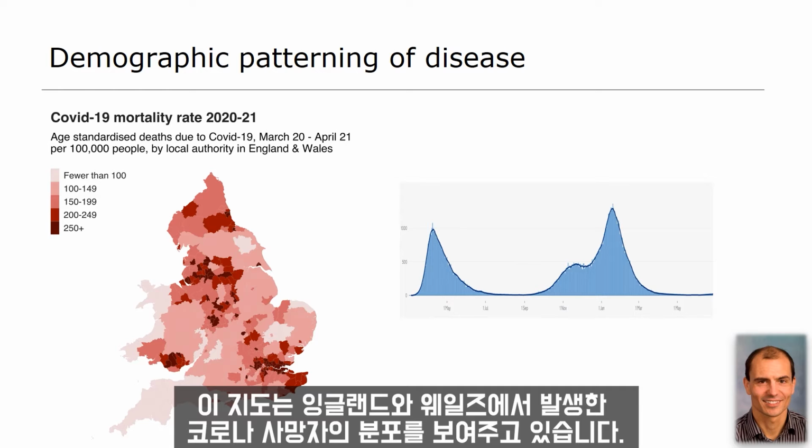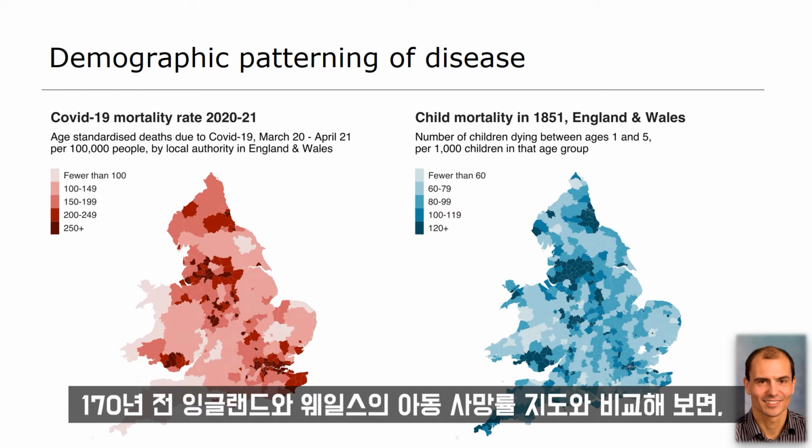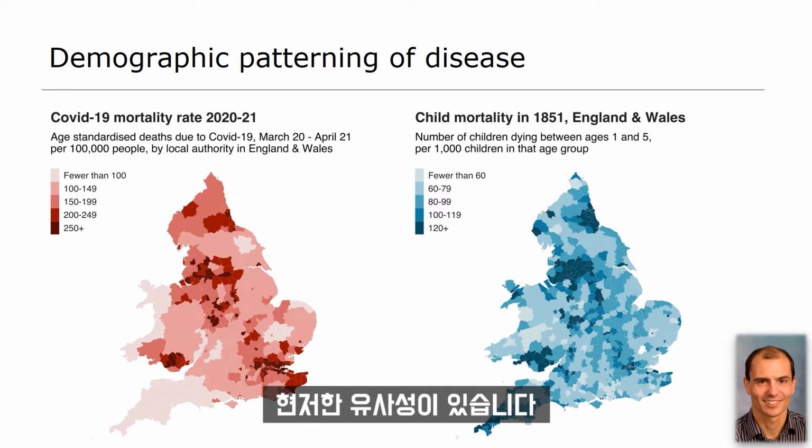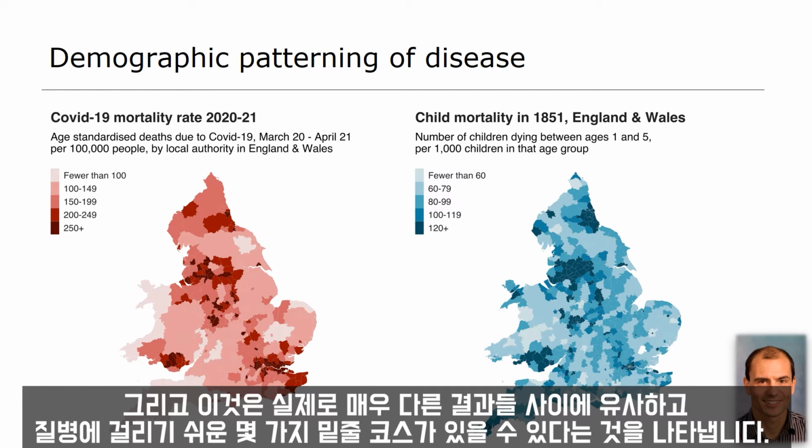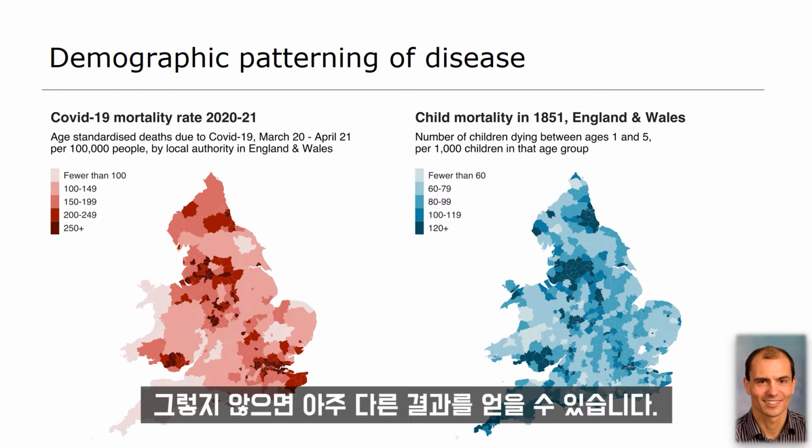The map shows the distribution of COVID deaths in England and Wales, and if we compare that to the map of child mortality 170 years earlier in England and Wales, we see some striking similarities here, and this really points to there might be some underlying causes that are similar in increasing disease susceptibility between these otherwise very different outcomes.